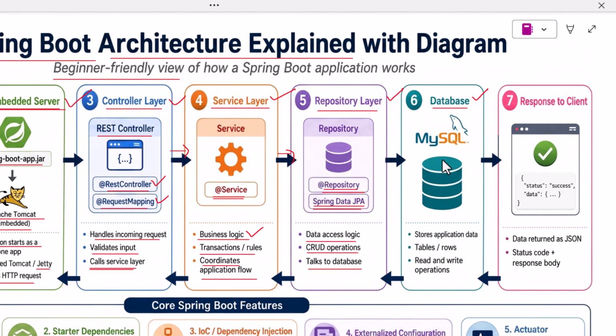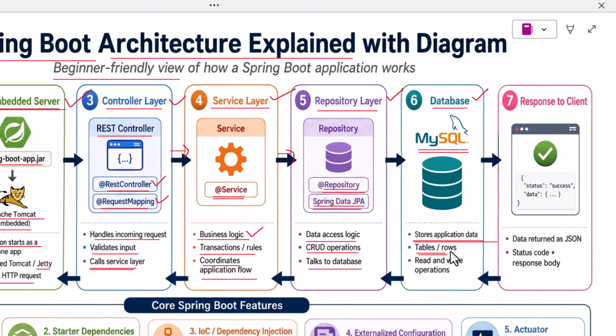The database stores the application's persistent data. The diagram uses MySQL as an example. A Spring Boot application can also connect to other relational databases depending on the project requirements. The database organizes data using tables, rows, and columns. For example, a users table may contain columns such as ID, name, email, and password. An orders table may contain the order ID, customer ID, amount, and order status.